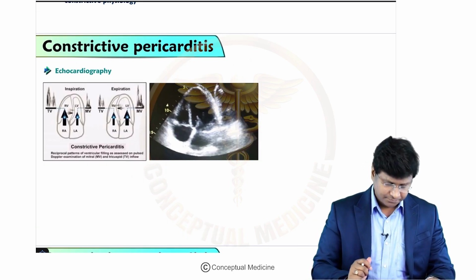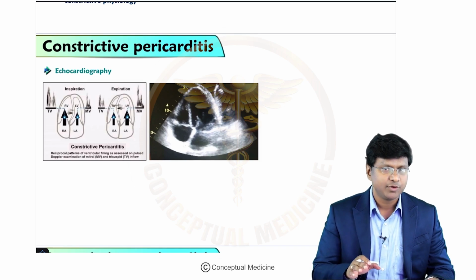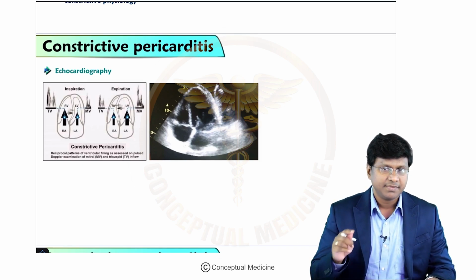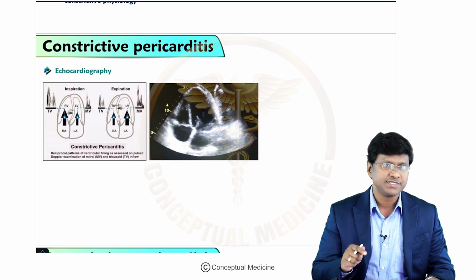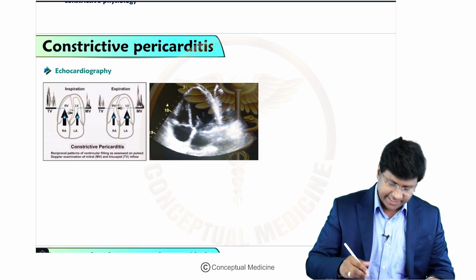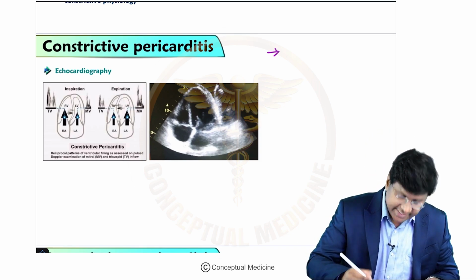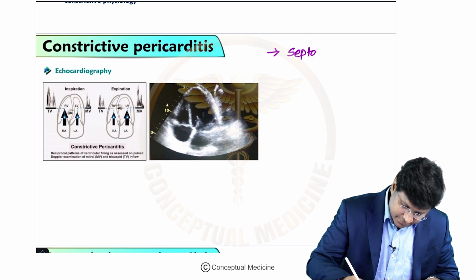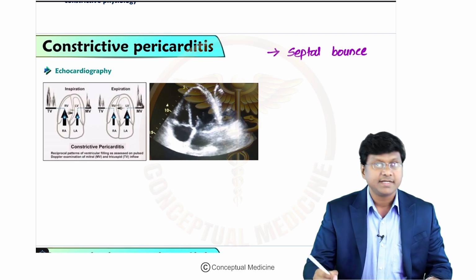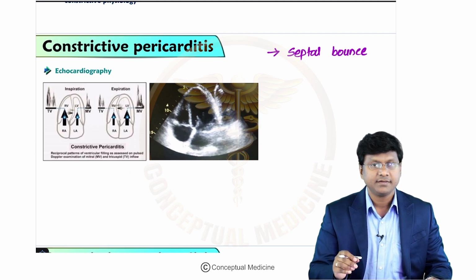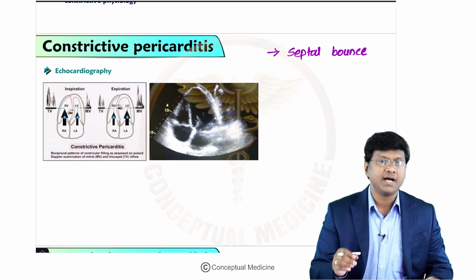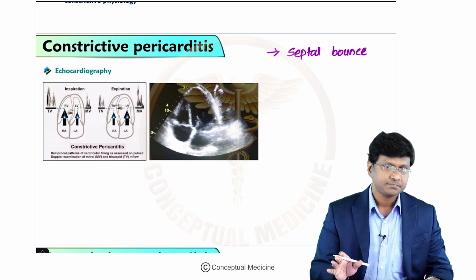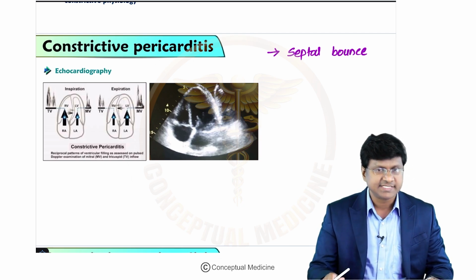Next, echocardiography demonstrates the thickened pericardium. But another important feature that you will see in echocardiography of patients with constrictive pericarditis is the presence of the septal bounce. A septal bounce reflecting the rapid early filling is common. So what is this septal bounce?